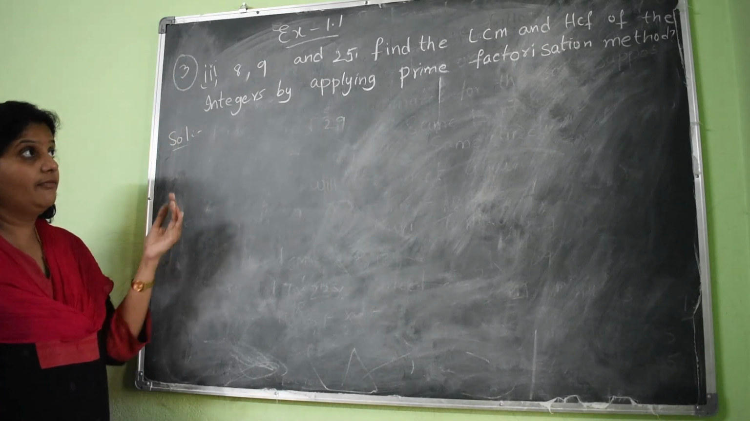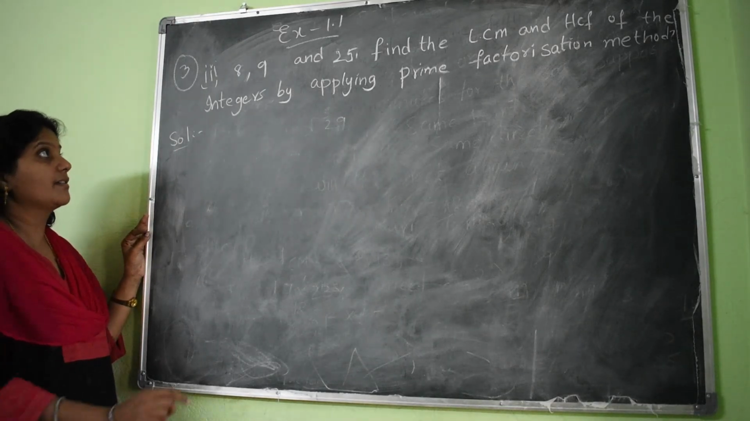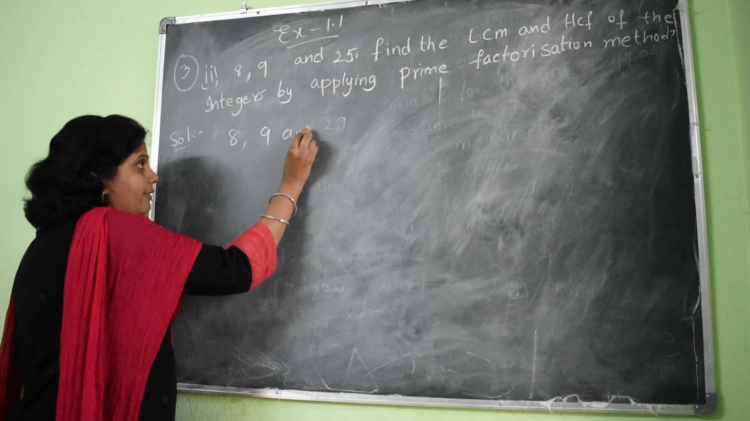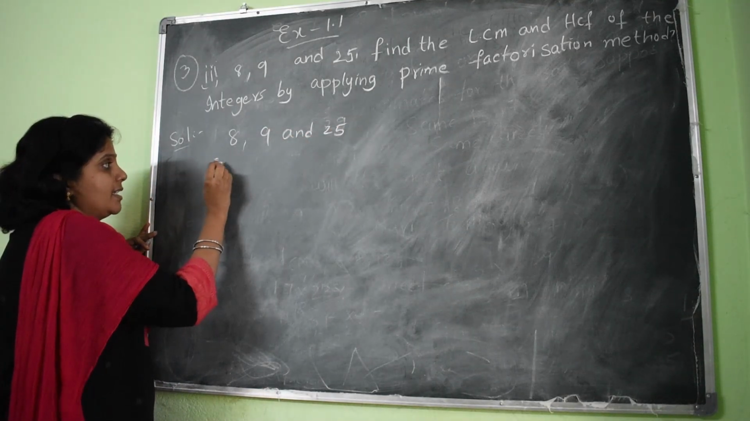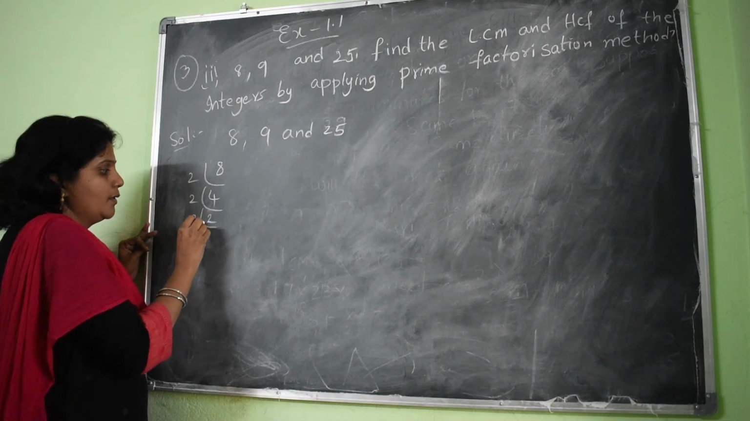Third problem. Here also we need to find the LCM and HCF of the integers by applying the prime factorization method. What are the integers? 8, 9 and 20. So what are the prime factors for 8? 2 fours are 8, 2 twos are 4, 2 ones are 2.